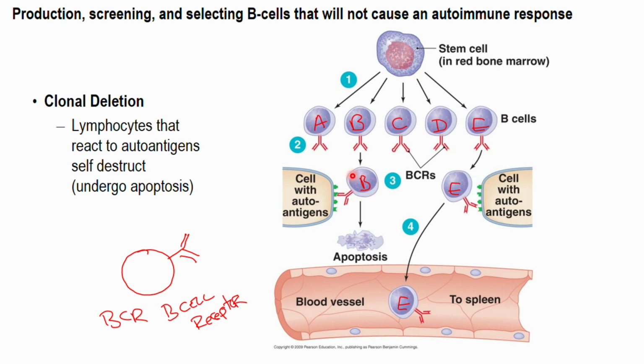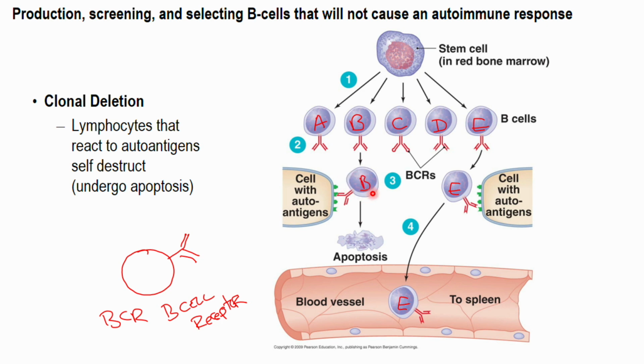Take a look at this one, which is labeled B. So basically, this had a B cell receptor which bound to an autoantigen. And let's just pretend that is a protein that is produced in your liver. So this is a liver protein that's being displayed out here. And this B cell receptor was able to bind to it, which means that if this B cell were to get through the gauntlet, go into the blood vessel, and go to the spleen, then at some point, if that B cell ever came into contact with your liver, it would start making antibodies against your liver. So you don't want that to happen.